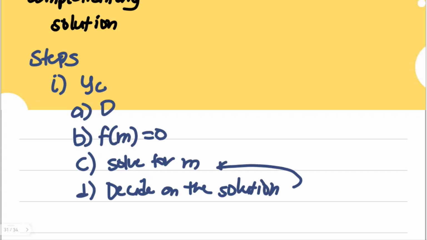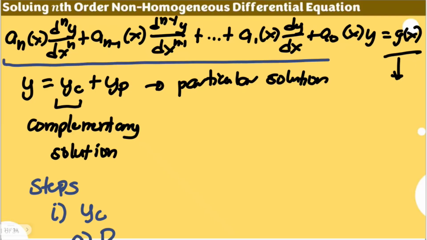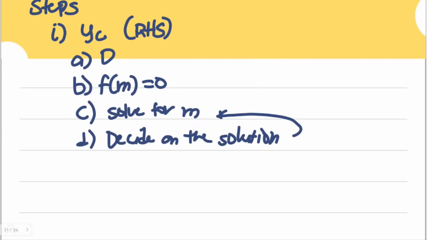Actually, y sub c pertains to this portion alone here, without the right hand side. So we're going to talk about the right hand side later. Pertaining to whether the roots of the auxiliary equation, following the differential operator's auxiliary equation, are distinct and real, or repeated and real, or imaginary, or repeated and imaginary, that's how we are going to decide the solution.